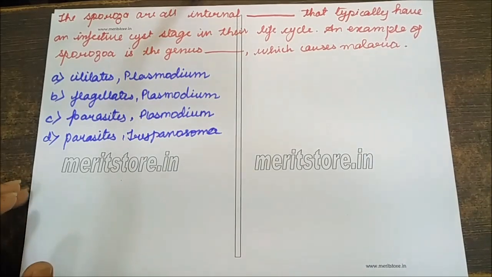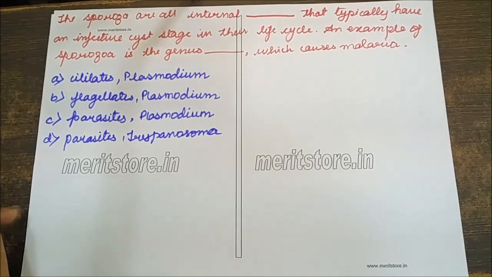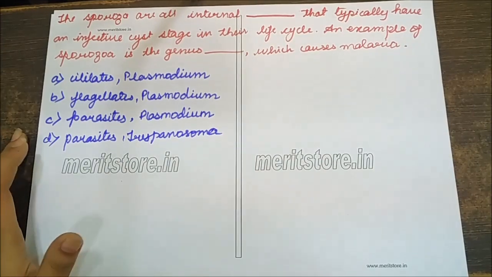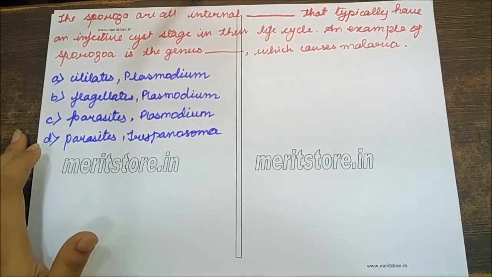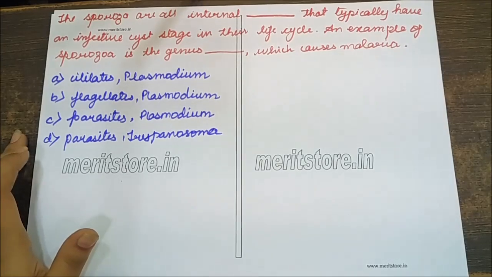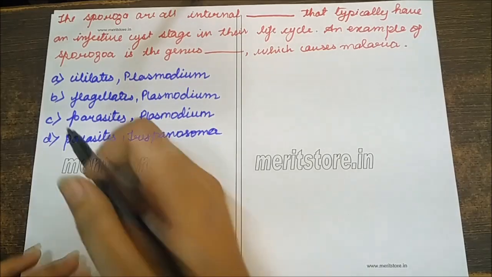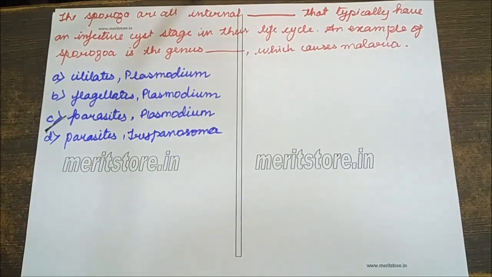Let's move on to the next question. The sporozoa are all internal dash that typically have an infective cyst stage in their life cycle. An example of sporozoa is the genus dash, which causes malaria. The options are ciliates, Plasmodium; flagellates, Plasmodium; parasites, Plasmodium; or parasites, Trypanosoma. And the answer for this is parasites, Plasmodium.